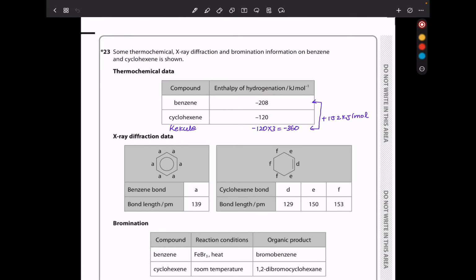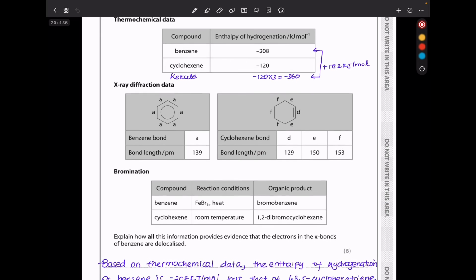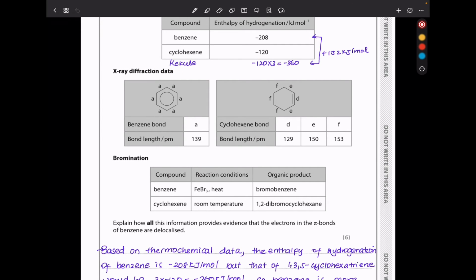In question 23, some thermochemical, X-ray diffraction and bromination information on benzene and cyclohexene is shown. So we have the thermochemical data. Enthalpy change of hydrogenation of benzene is -208, and that of cyclohexene is -120. Of course, the Kekulé structure should be -120 times 3, giving us -360. And then down here, they give us the X-ray diffraction data. You can see here, they are all the same. That and that are the same, and this is different. This is because the carbon-carbon bonds in cyclohexene are different, while the carbon-carbon bonds in benzene are exactly identical.